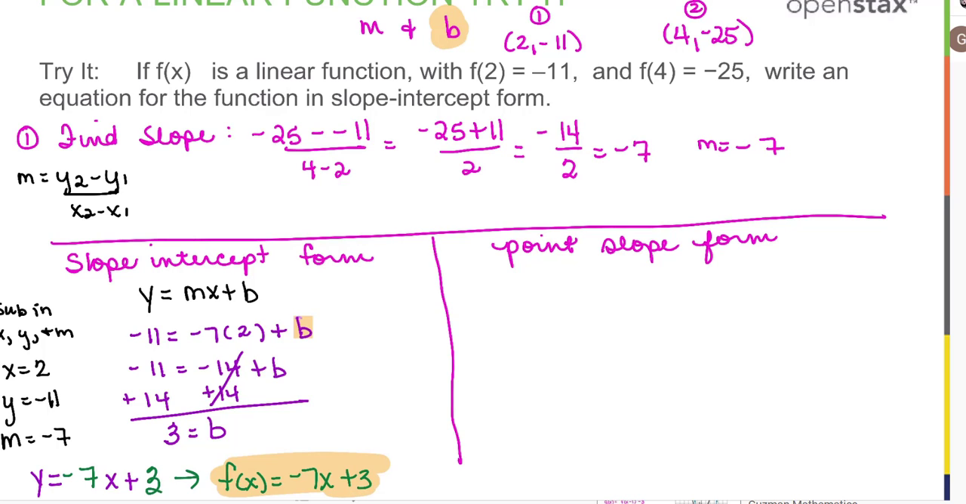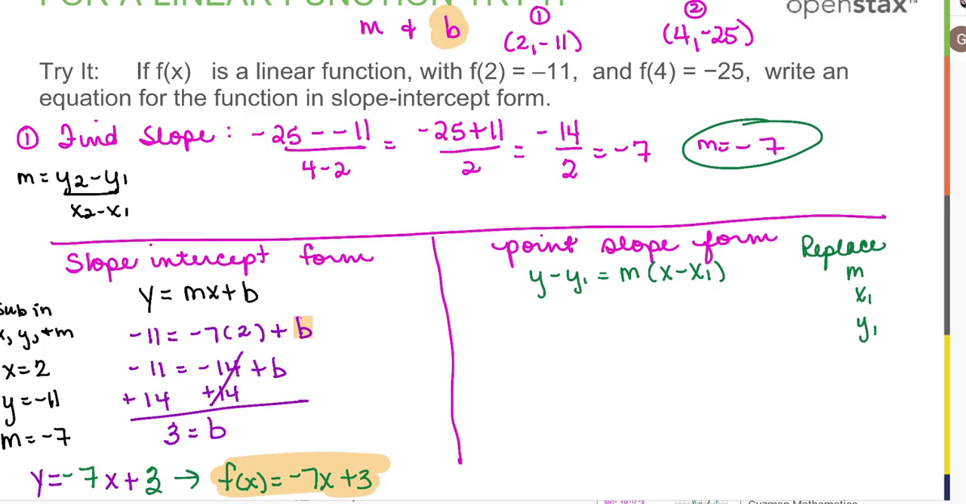But I did want to show you there is another form that you may have used in the past. It's point slope form. This ends up with slope intercept form in the end. Okay, so this formula is y minus y1 equals m parentheses x minus x1. So you still have to go and find the slope first, and then you still have to take one of the points at the top and sub it into here for x1 and y1. So you're going to replace m, x1, and y1, and then you are going to put it in slope intercept form at the end.